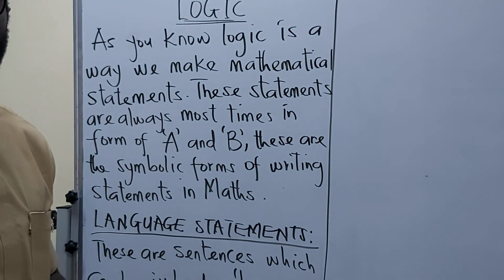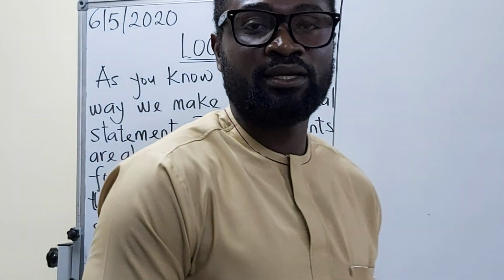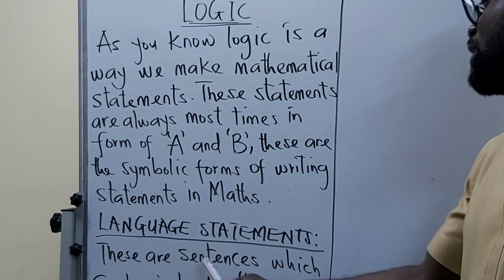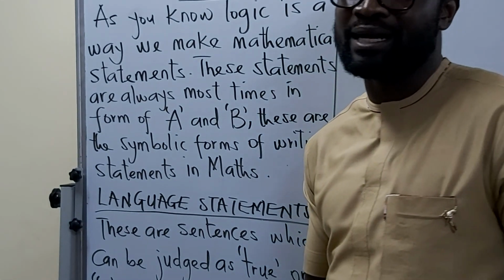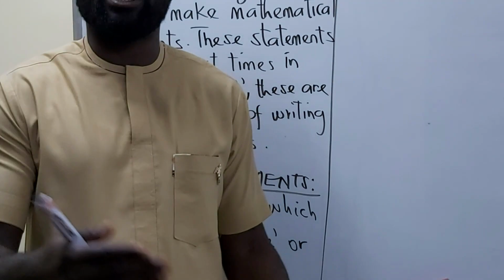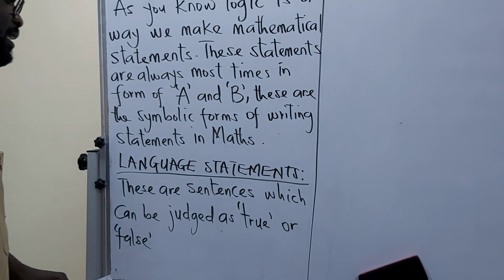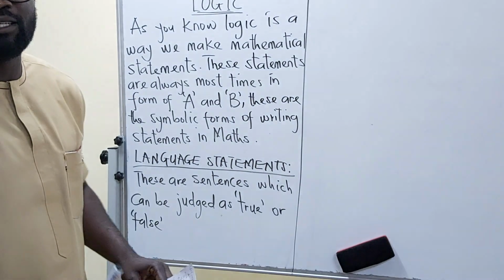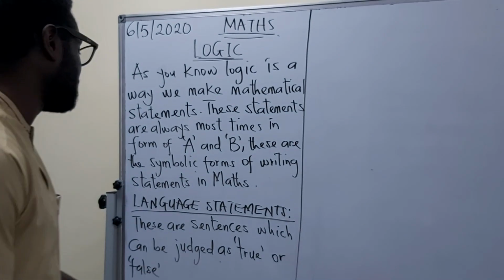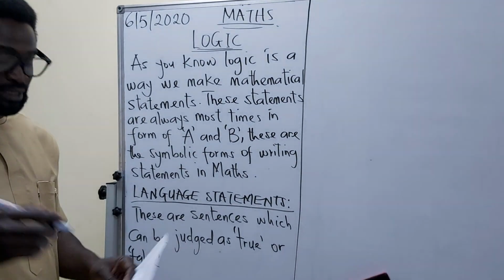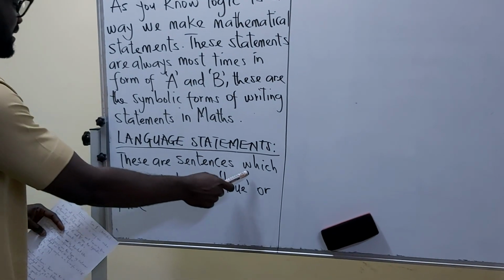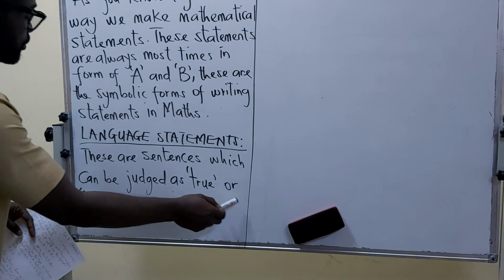Now, we all know we have different languages all over the world. So this is why the next thing will be language statements. In your own local dialect, or if it is an official language or way of speaking that you have in your country, there are statements you make. And we have different types of statements. We have informative and we have non-informative. So, language statements, these are sentences which can be judged as true or false.